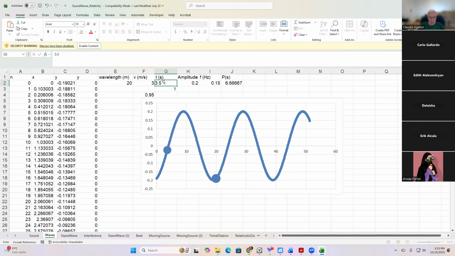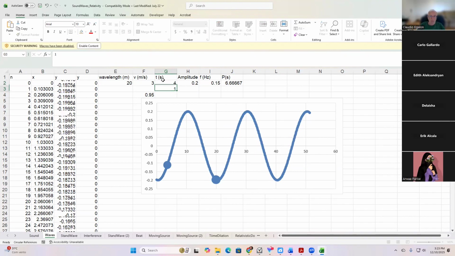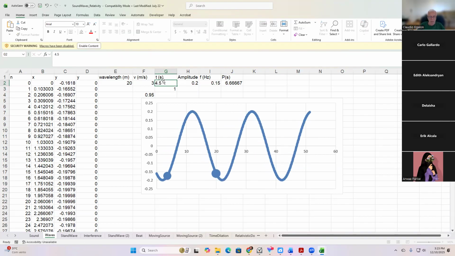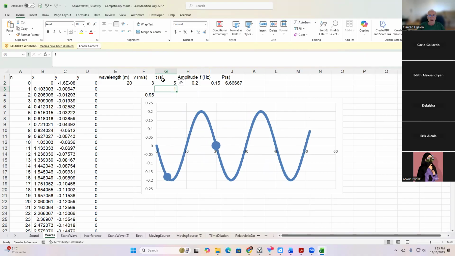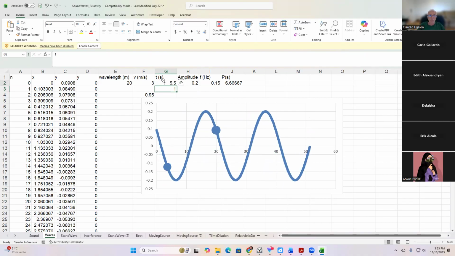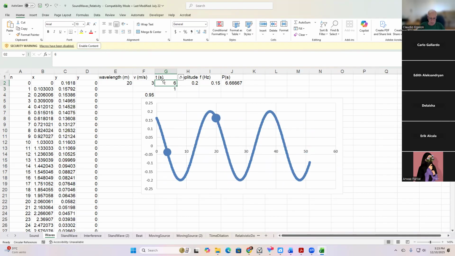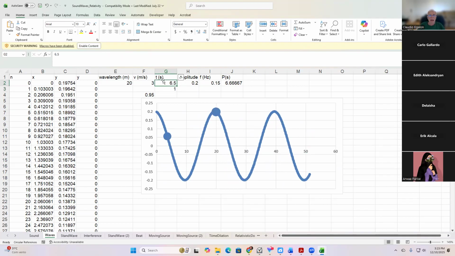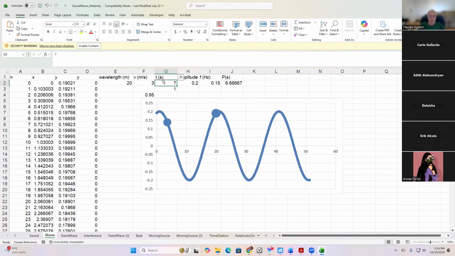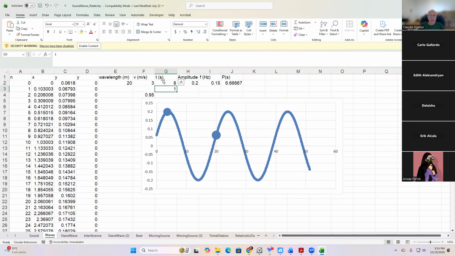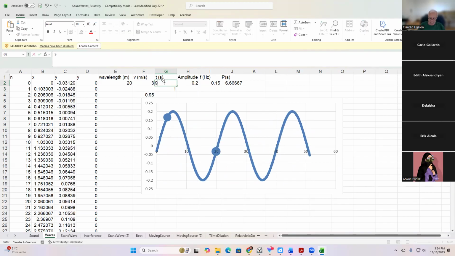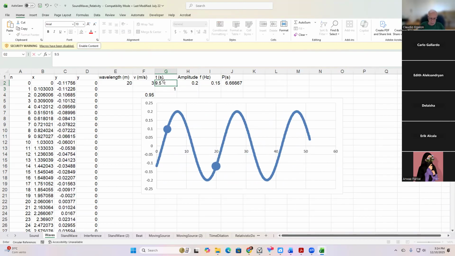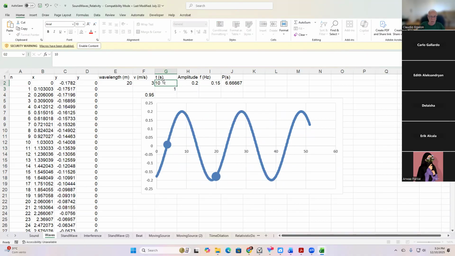3 seconds, 3.5 seconds, 4 seconds. I want to go as far as I can. 5, 5.5, 6, 6.5, 7. Let's go until 10, right? 7.5, 8, 8.5, 9 seconds, 9.5, and 10 seconds.